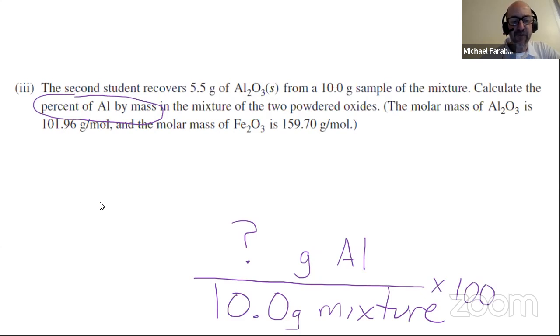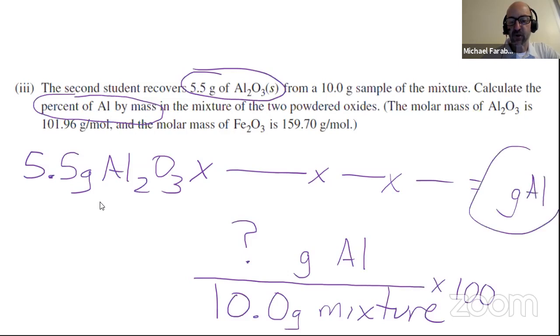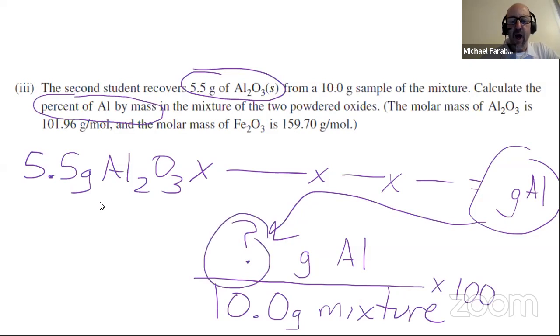So we're going to have to find a way to convert 5.5 grams of aluminum oxide. This might involve several steps into grams of aluminum. Now, once we can do that, we can then go ahead and figure out what that number is for the grams of aluminum. Hopefully you can see that this is going to be a little bit of stoichiometry.